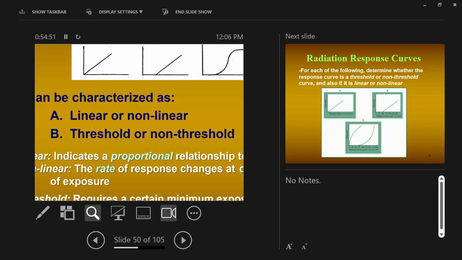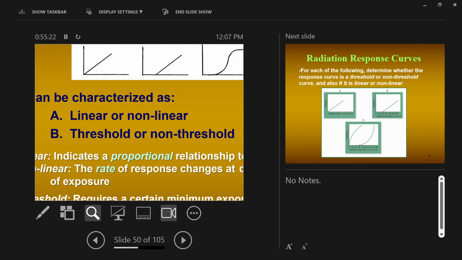We know with this that the response goes up proportionally with increases in exposure, but most importantly, we know on a no threshold graph, there is no dose that is safe, okay? In threshold models, there is a safe dose, okay? So we're going to use these different graphs to discuss a bunch of different types of effects, right?